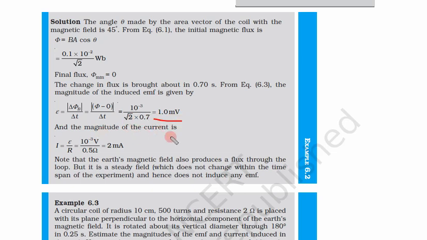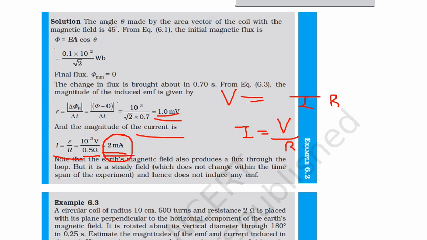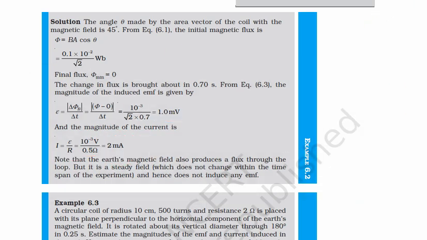Now we have to calculate the current. Remember the formula, V is equal to IR, I is equal to V upon R. So I is equal to epsilon upon R, because V is same as epsilon. So this is 10 to the power minus 3 volt. Again remember, this is in millivolt and you have to put it here in volt. 10 to the power minus 3 volt upon 0.5 ohm. So what you get? 2 milliampere. That means a very small amount of current is there, which is 2 milliampere.